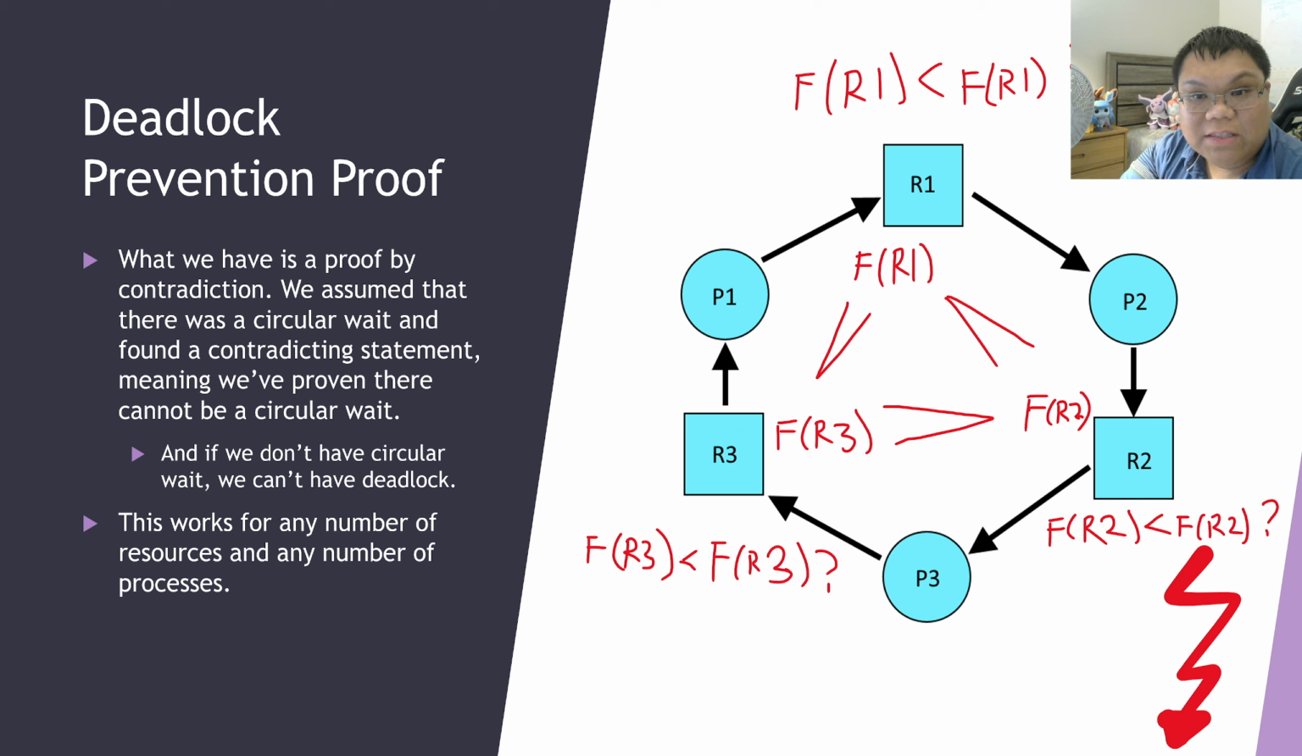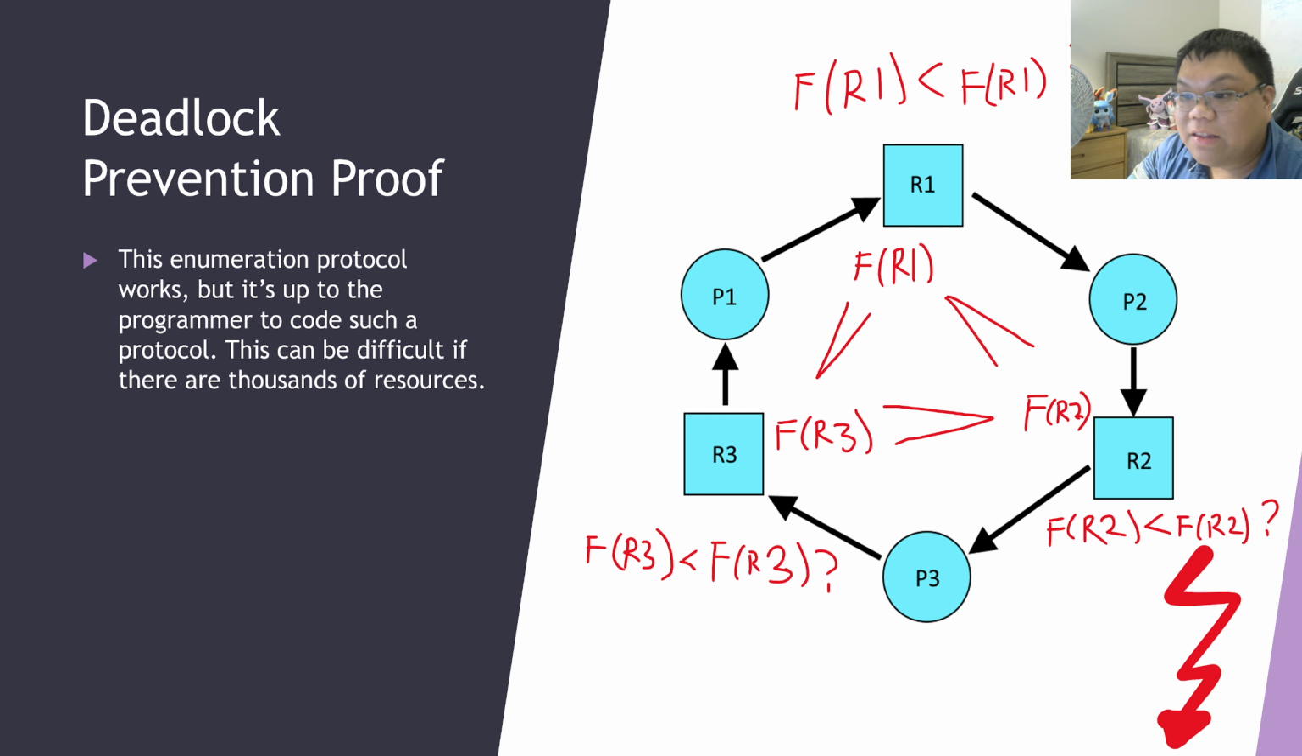We assume something is true, find a contradicting statement, and if we get a contradicting statement, that means what we assumed to be true was false to begin with. That means we don't have deadlock in this case. We don't have a circular wait. We therefore do not have deadlock. And this works for any number of resources and any number of processes. The only tricky thing is it might be difficult to enumerate every single resource.